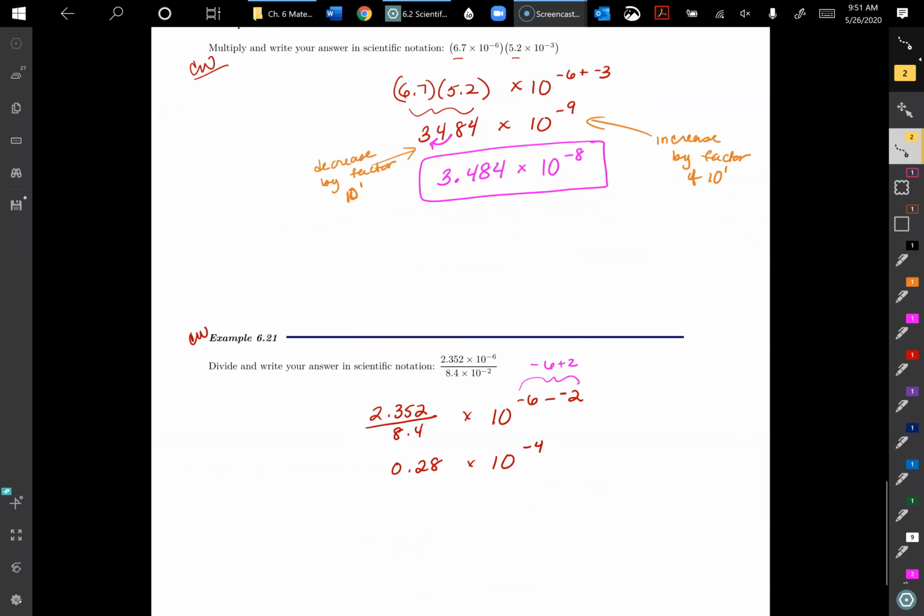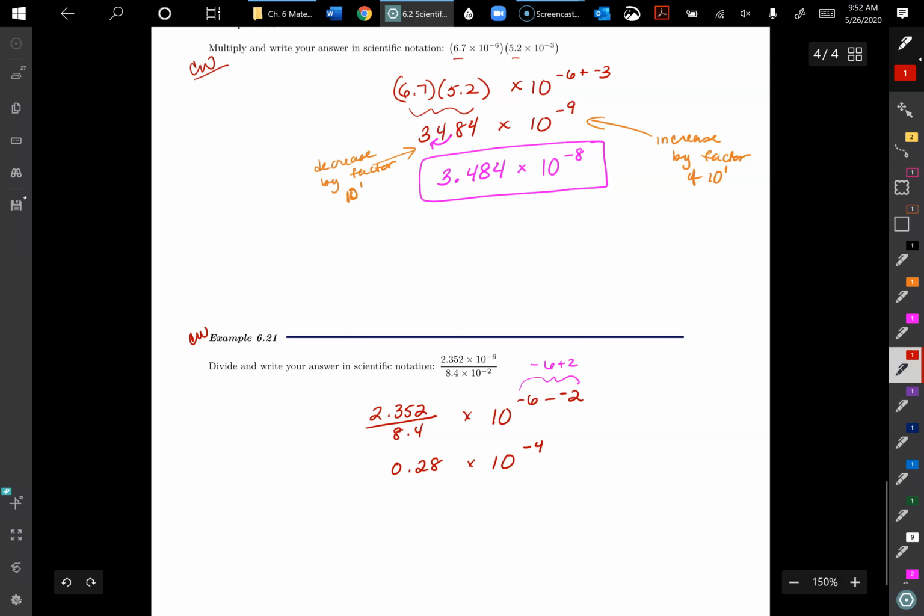Okay, last one for this video section. We have 2.352 times 10 to the negative 6 divided by 8.4 times 10 to the negative 2. So we divide our A values first, and we get 0.28. Then we divide our exponentials here, 10 to the negative 6 minus negative 2. So that's like negative 6 plus 2. So I get 10 to the negative 4.